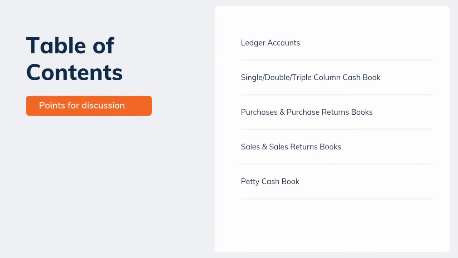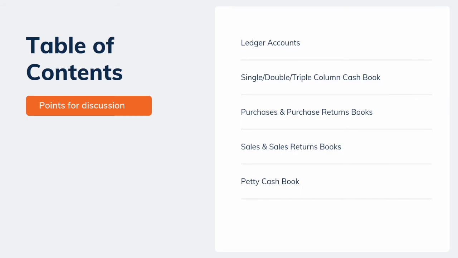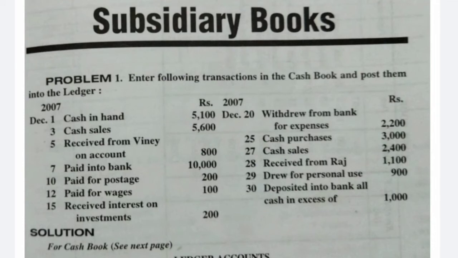So today let us start with the subsidiary books chapter. In this we are going to see the preparation of ledger books and cash books, that is single column cash book, double column cash book and triple column cash book, and preparation of the ledger account simultaneously. Okay. So from your textbooks, that is chapter 3 subsidiary books, problem number 1.